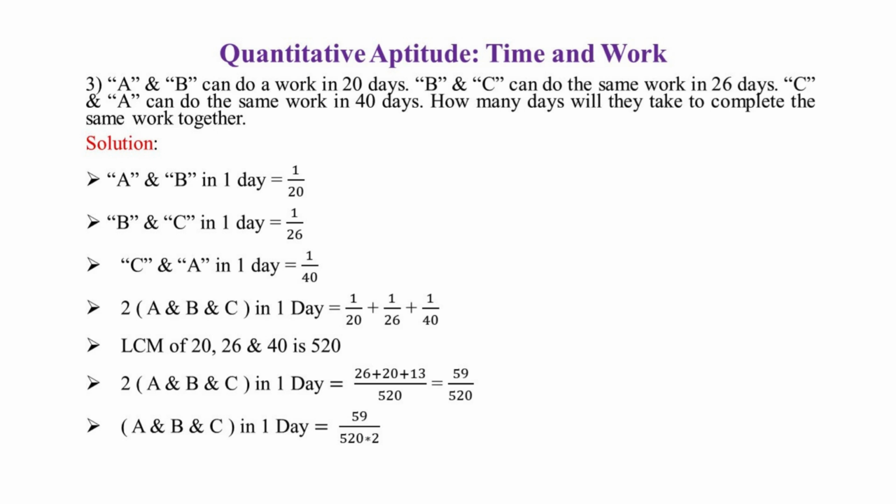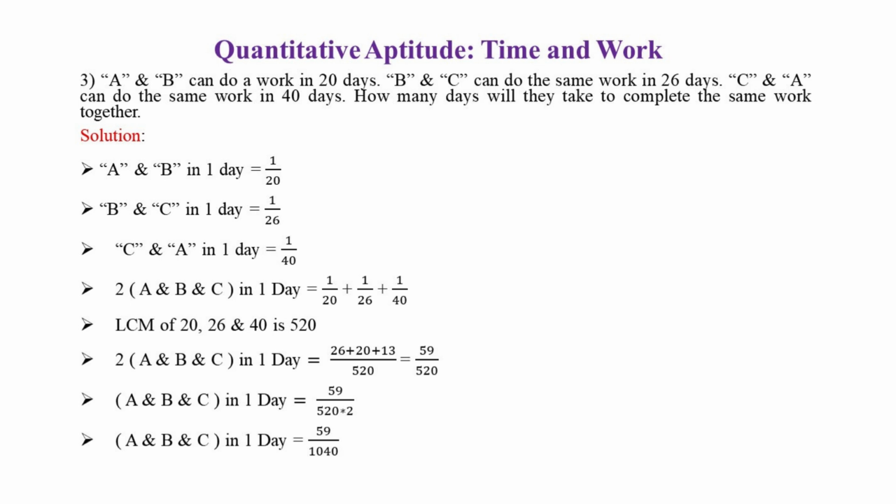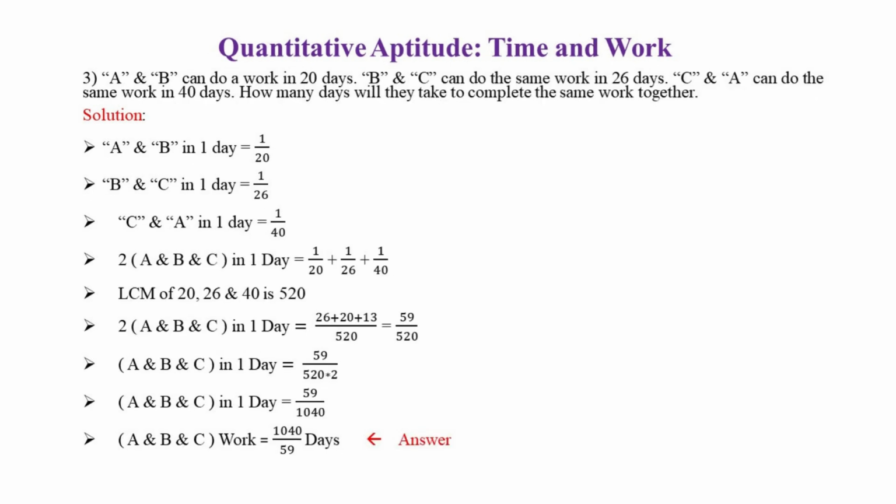If that 2 goes to the denominator on the right-hand side, it becomes 59 divided by 520 into 2. In the next step, 520 into 2 is 1040. Then in the last step, we take the reciprocal, and it becomes 1040 divided by 59 days. That is the total number of days required by A, B, C together to complete the work. Thank you.